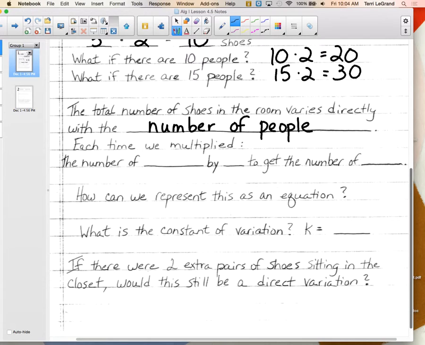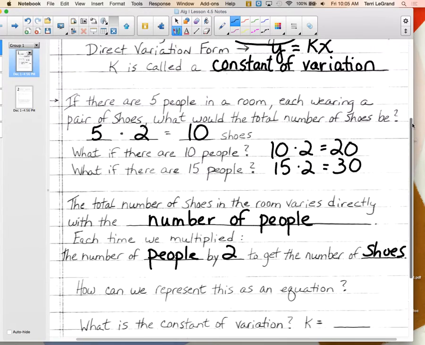So all I have to do is tell you how many people there are, and the fact that there are 2 shoes in each pair, all you have to do is multiply by that 2, and you can tell me the total number of shoes based on the number of people. So how many shoes there are total is going to vary directly with how many people there are. Each time we multiplied the number of people by 2 to get the number of shoes. Each time, nothing else had to be done. That's all we had to do, just multiply by that 2, and we were able to arrive at the total number of shoes.